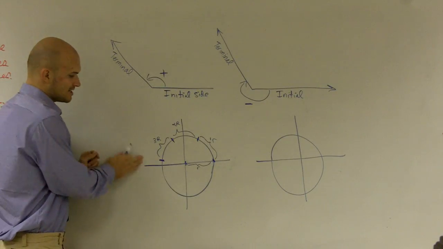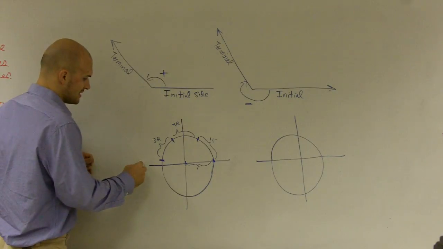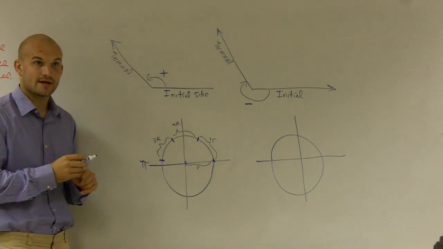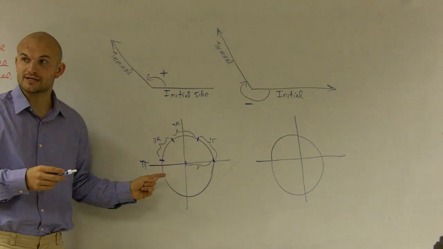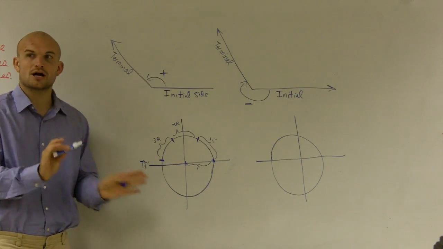Remember when we did that unit circle? We said this was pi, all the way around is pi, or 180 degrees. But now we're dealing with radians. We're not going to be talking about degrees.